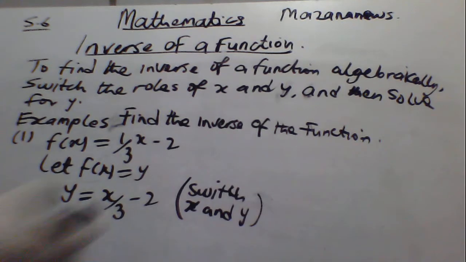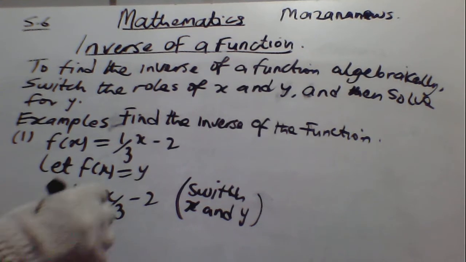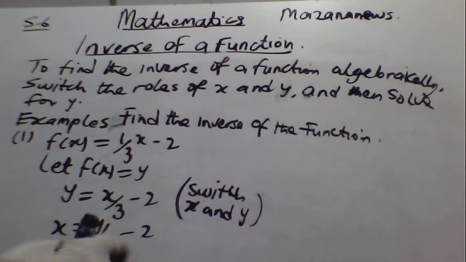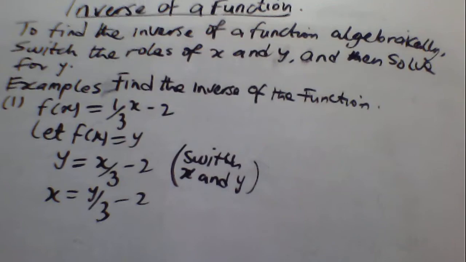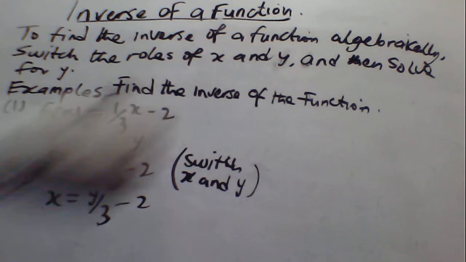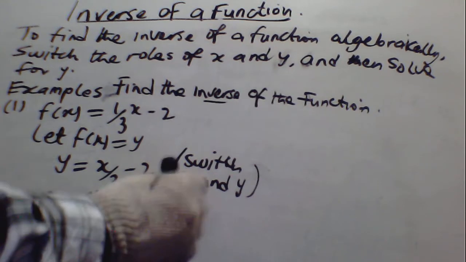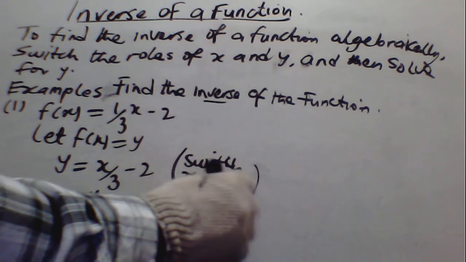Switch x and y means wherever you see y, you put x, wherever you see x, you put y. So from here I have x equals y/3 minus 2. This is to enable us to find the inverse of the given function f of x. So in this case we can now solve for y.